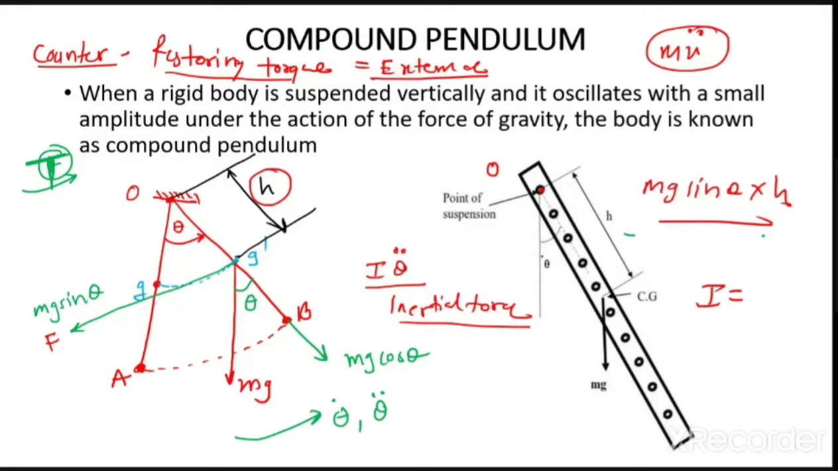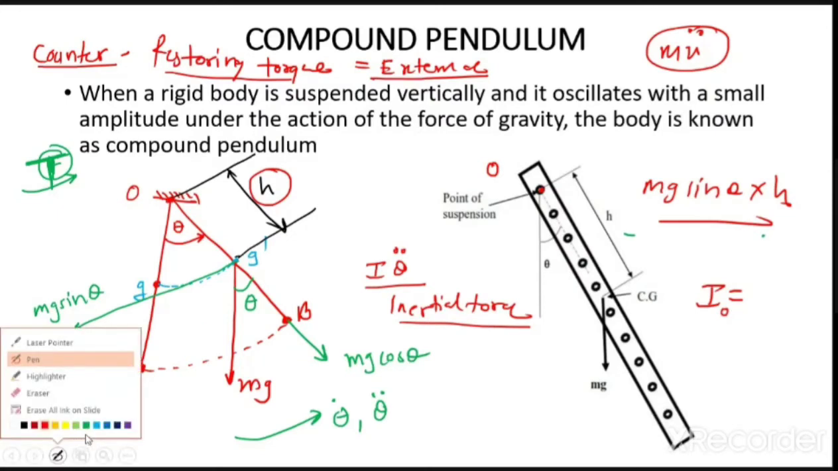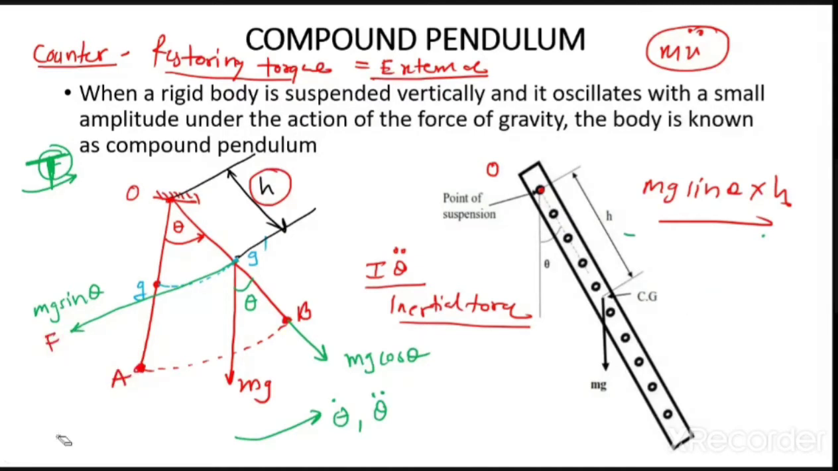You should at least be able to find the moment of inertia. By using the parallel axis theorem. Have you heard this word? Parallel axis theorem. The moment of inertia about this point O, that is IO, is equal to what? Come on, we have studied this. IO is equal to, by using the parallel axis theorem, Ig plus mh square, mass into distance squared.